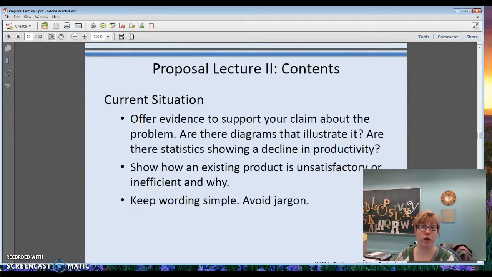You need to make sure you offer evidence to support your claim. You can't just say, well, I'll get to that. You also maybe need to show a diagram or illustration that helps show and not just tell that there is some kind of a need or a problem. You need to demonstrate in some way how a product is unsatisfactory or a specific communication pattern between computers is ineffective, those sorts of things. Keep your wording simple and avoid jargon.